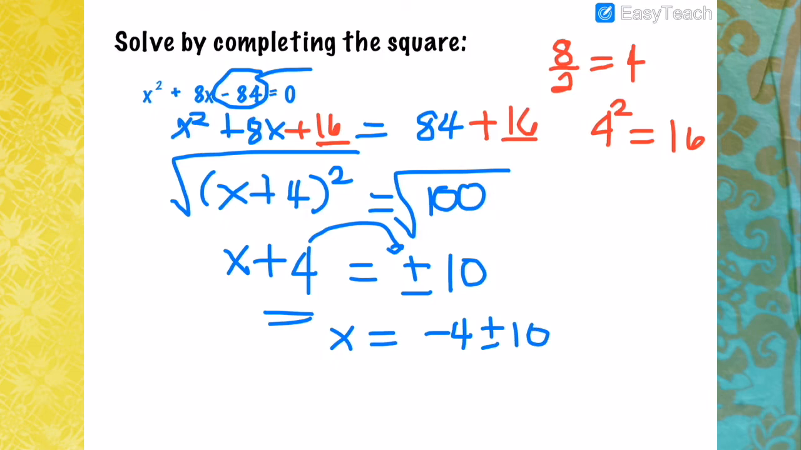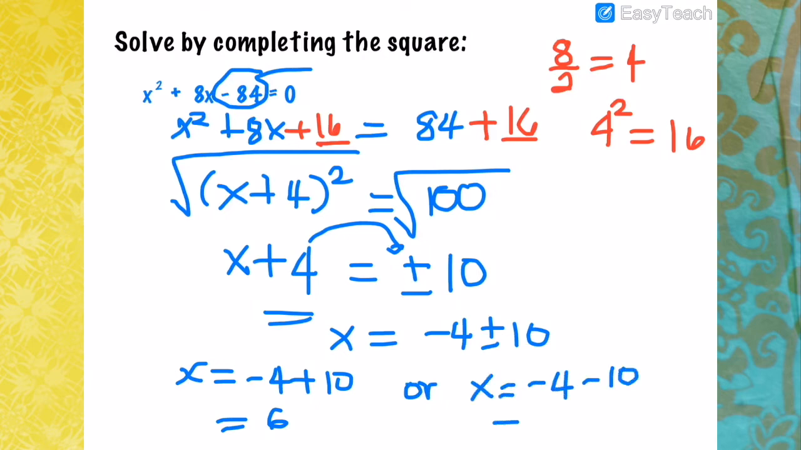Therefore, the possible values of x would be x equals negative 4 plus 10, which is 6, or x equals negative 4 minus 10, which is negative 14. Therefore, the possible values of x that will make this equation true, which is x squared plus 8x minus 84, would be positive 6 or negative 14.